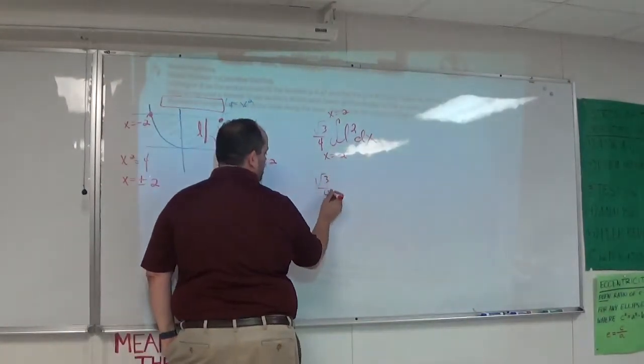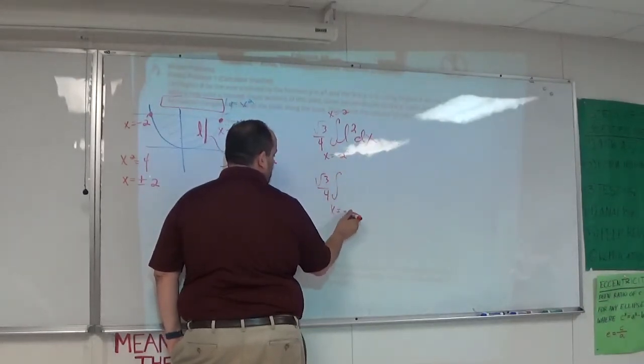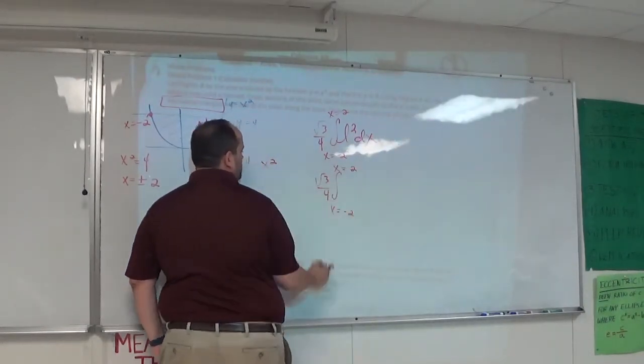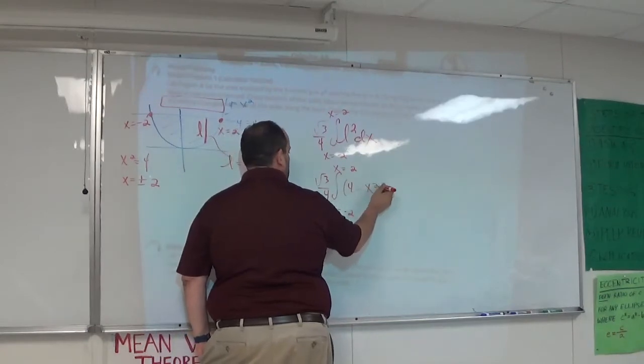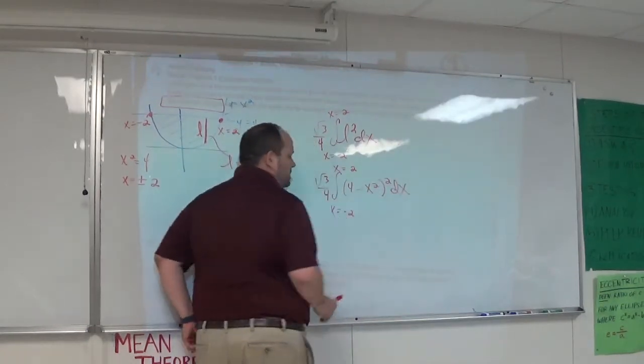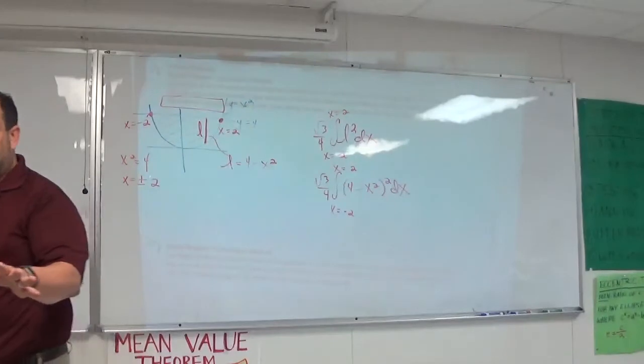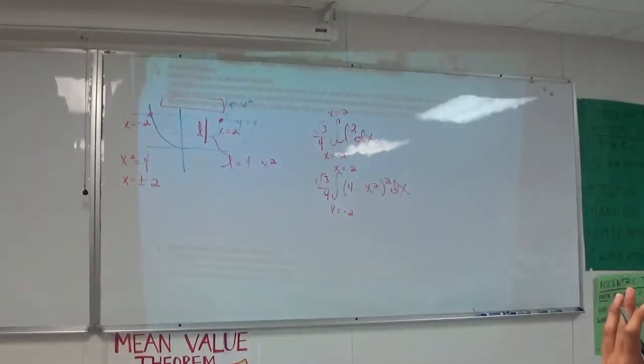So your setup is going to be square root of 3 over 4, you integrate from -2 to 2, and then it's 4 minus x squared, squared, dx. How many guys honestly have that as your setup? We got one person, we get 2, we get 3, we get 4.